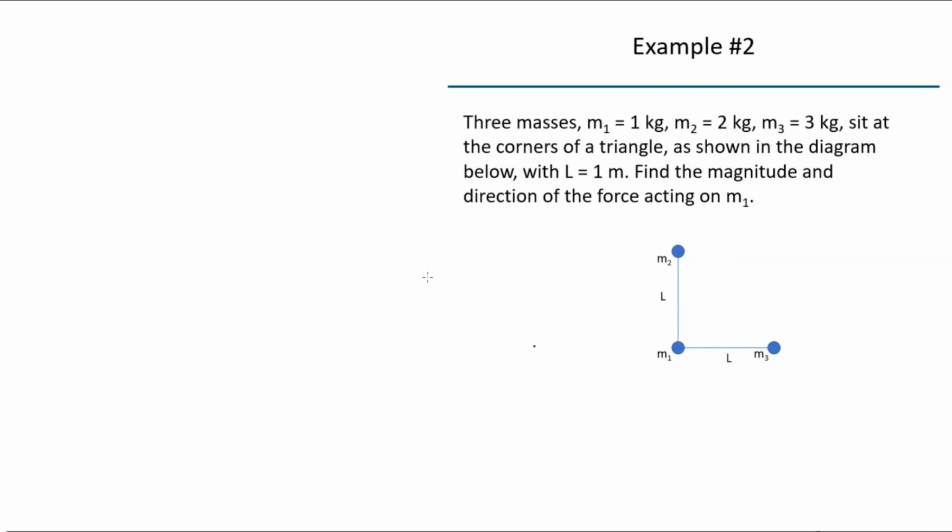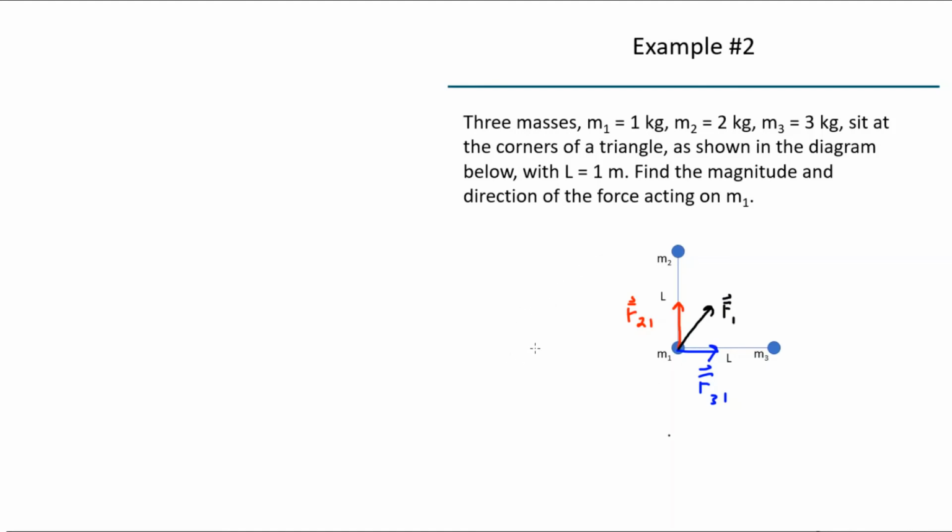Well, here's how we do something like this. We would calculate 2 forces. There's the force that M2 exerts on M1, which looks like this. Let's call that F21. And there's the force that M3 exerts on M1, which looks like this. Let's call that F31. The net force is going to be the vector sum of these 2 forces. The net force acting on M1 looks like that.